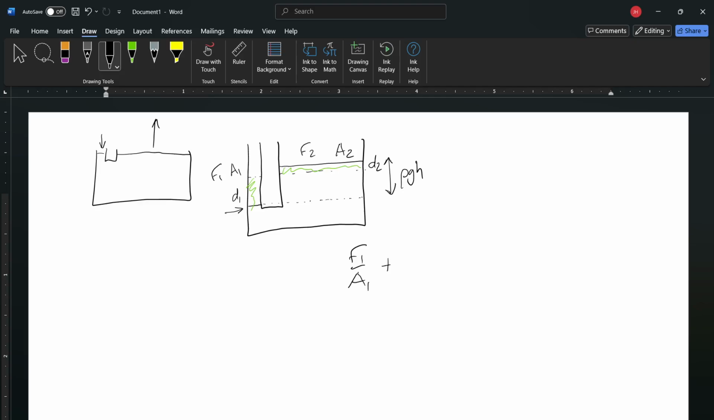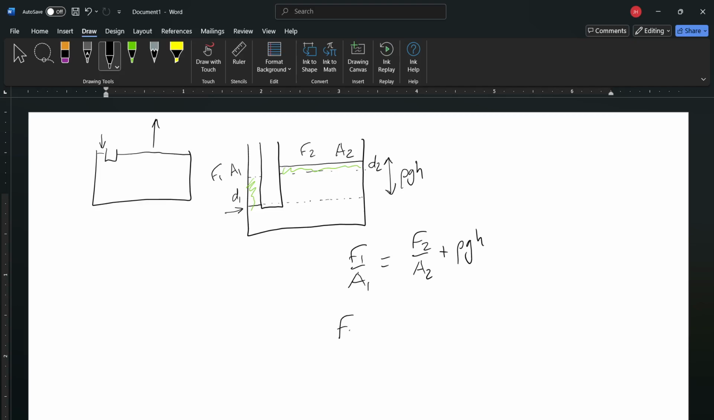And then the pressure on the other side will be the pressure at the opening. So that's going to be, oops, sorry, that's supposed to be an equal sign. So that's going to be equal to the pressure at the opening, so the F2 over A2 plus this hydrostatic pressure. Okay, and so solving for F2, we still want to find what's the force we can apply outside.